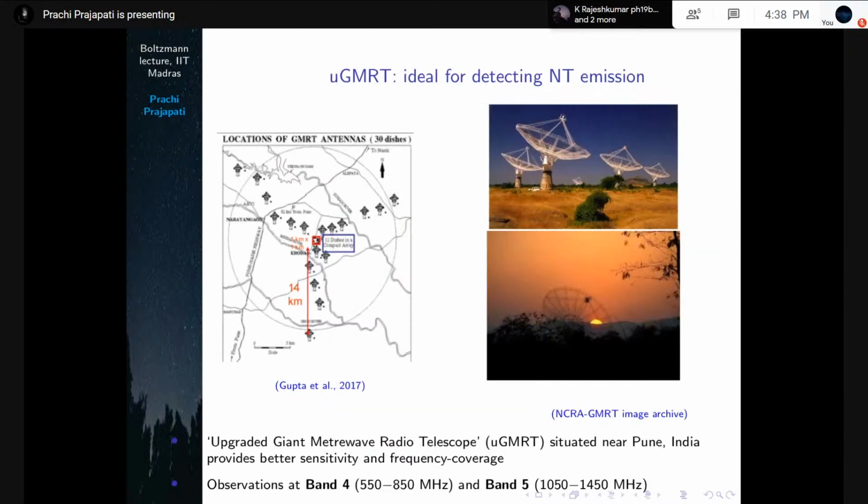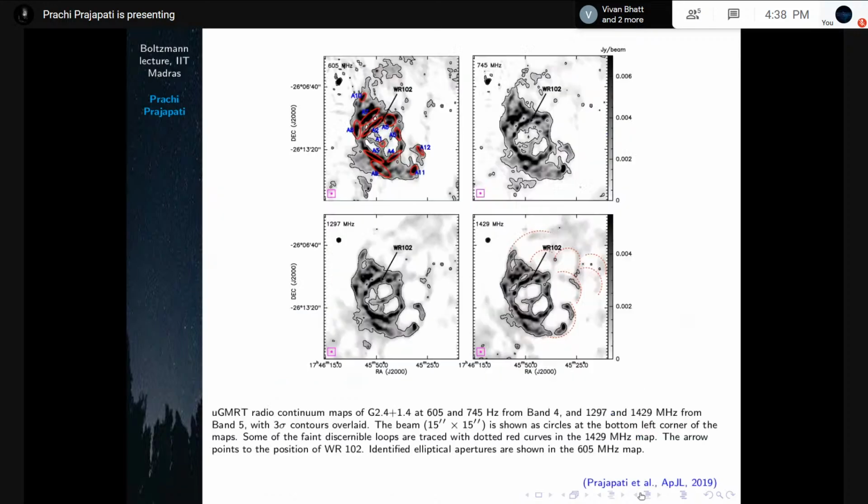And for that, we used the upgraded Giant Metrewave Radio Telescope, which is a facility by NCRA-TIFR at Pune. I won't go into the technical details of the observations and data reduction, but what we have done is observe the source at different frequencies, like 2 frequency bands, and do the data reduction to get these images. These are called radio maps at different frequencies.